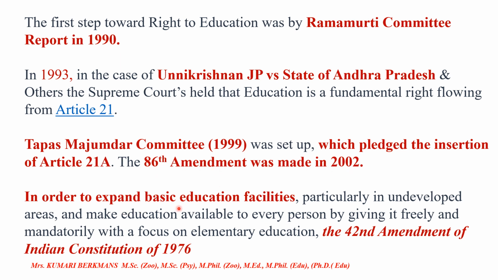Okay, in order to expand basic education facilities, particularly in undeveloped areas, and make education available to every person by giving it freely and mandatory with a focus on elementary education. The 42nd Amendment of the Indian Constitution of 1976. Okay, 1976, this amendment took place. What is that amendment? 42nd Amendment. Okay, what is that? Every person by giving it freely and mandatory with a focus on elementary education. This is the 42nd Amendment of the Indian Constitution.